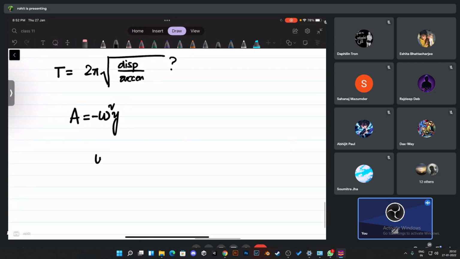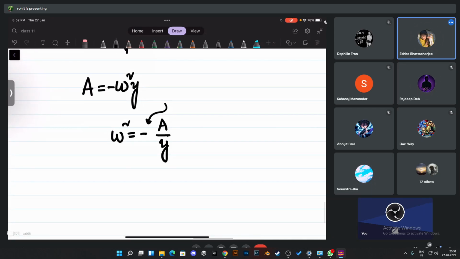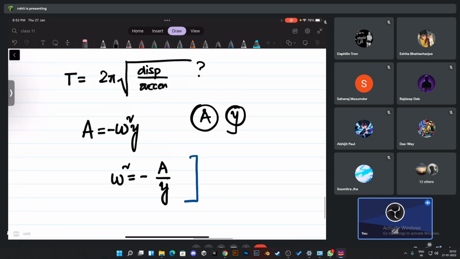I'm going to write omega square is equal to what? Tell me, guys. Acceleration by y, but I'm going to get what sign? Minus sign. Then let's change it. If you notice, in this entire expression I don't want to know the relation between the direction of a and y. a is a vector, y is a vector. So plus and minus makes sense for them.